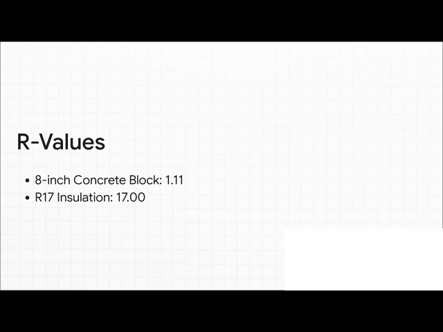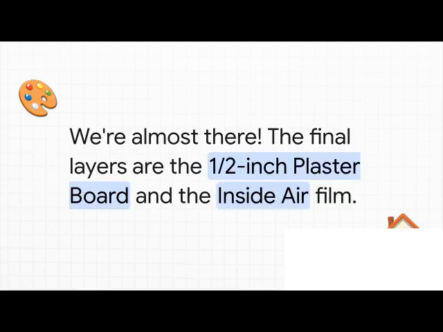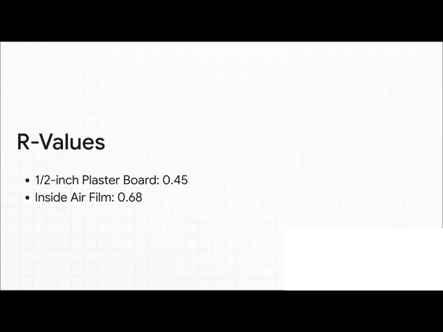This is the main takeaway here. This one layer gives us way more heat resistance than all the other parts of the wall combined. We are almost at the finish line. The last two layers are on the inside of the room. First, we have the plasterboard, which you probably know is drywall, and then finally that thin film of air on the very inside surface. The R value for our half-inch plasterboard is 0.45, and for the inside air film, the R value is a little bit higher than the outside one, coming in at 0.68.